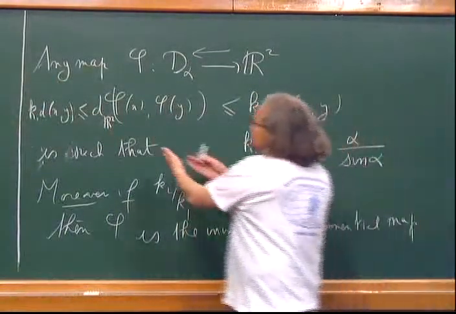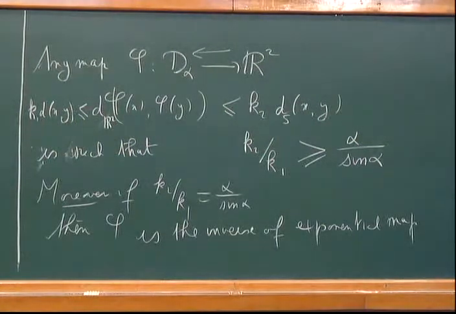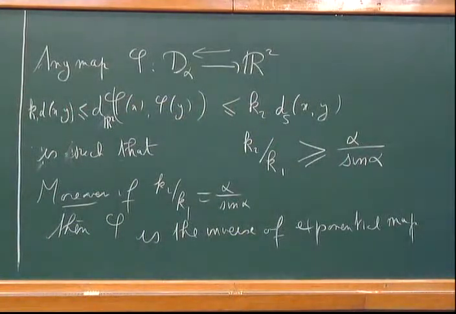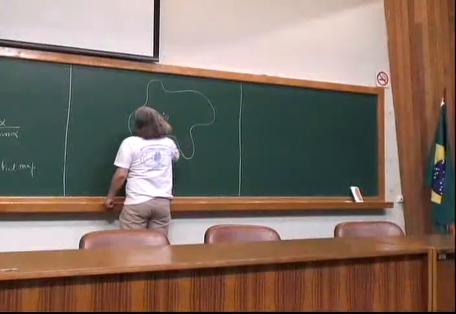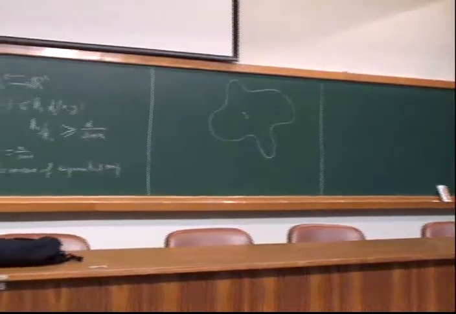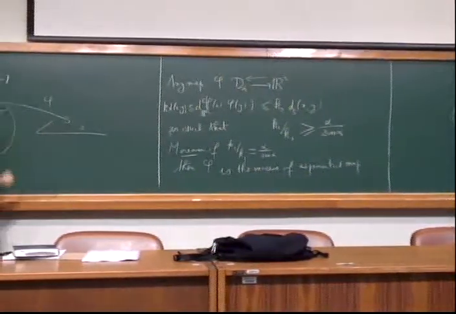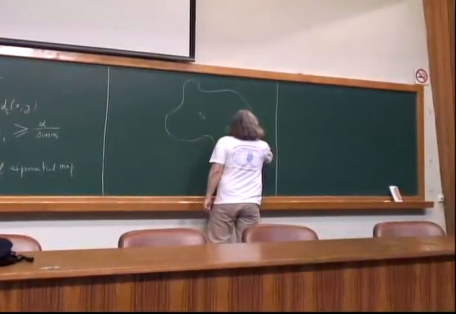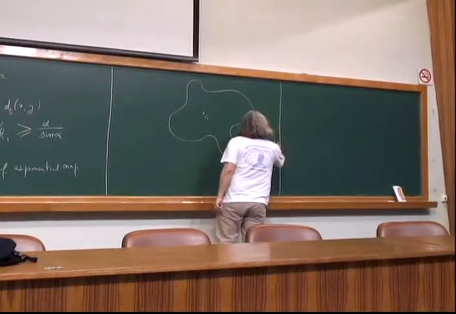Okay, so I take a Lipschitz map from the polar cap to the plane, and I want to understand the image of the polar cap D alpha. Of course, the image of D alpha is some domain in the plane. We can assume it contains the origin. I can assume, for simplicity, that the North Pole is mapped to the origin in the plane. So this is the image of my map.